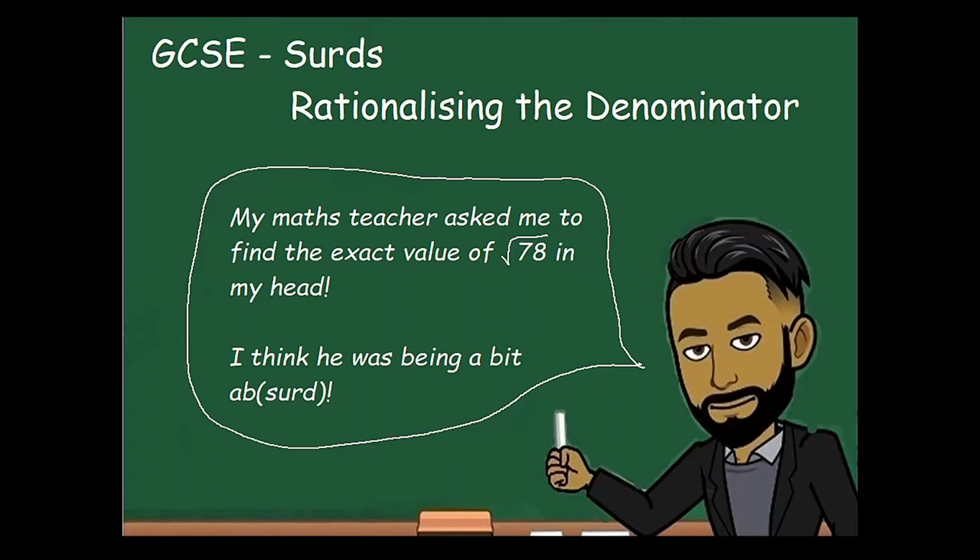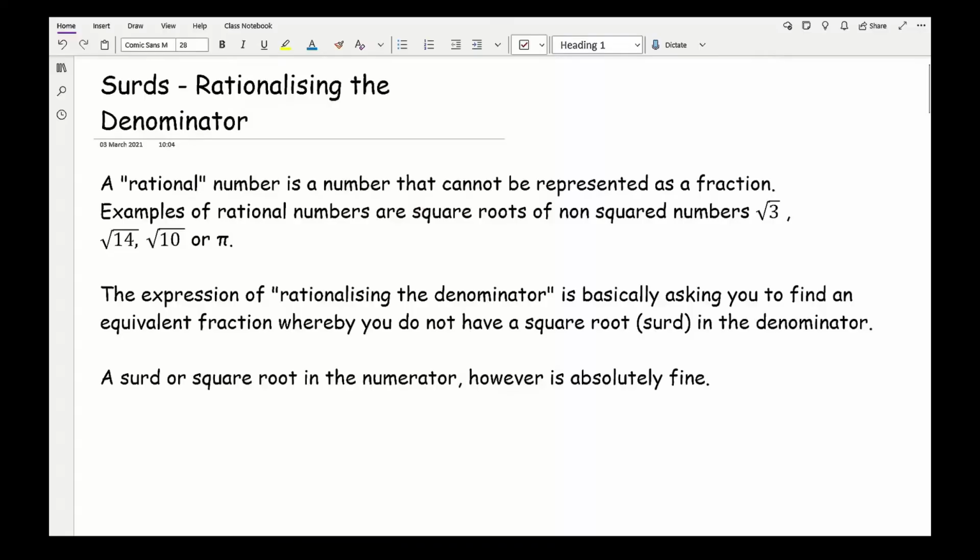So in this video looking at surds, we'll be focusing on how to rationalize the denominator. So a rational number is a number that cannot be represented as a fraction. An example of rational numbers are square roots of non-squared numbers, for example, root 3, root 14, root 10, or even pi.